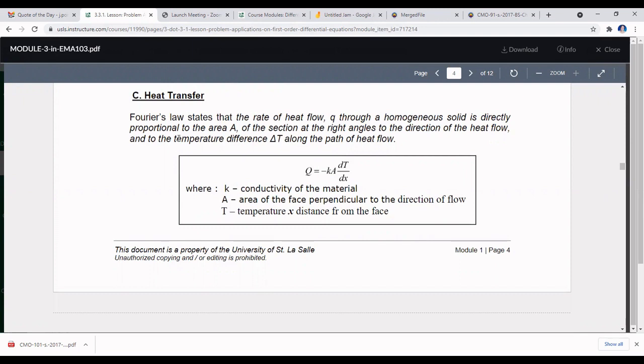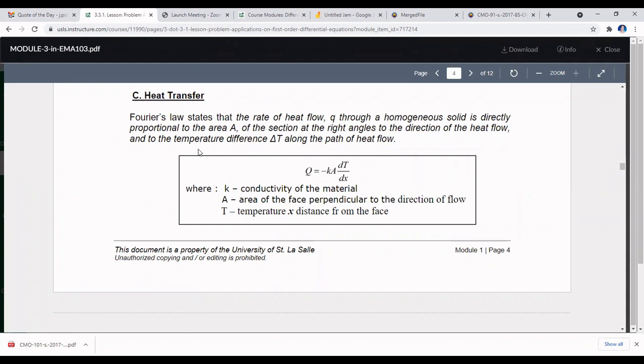What it means with the area of the section at right angles to the direction of heat flow is this: if this is the solid material through which heat is to pass, the direction of heat transfer has to be perpendicular to this particular material or object. If it's not perpendicular, then this law is no longer applicable, because it's a requirement here that the area is at right angles to the direction of heat flow.